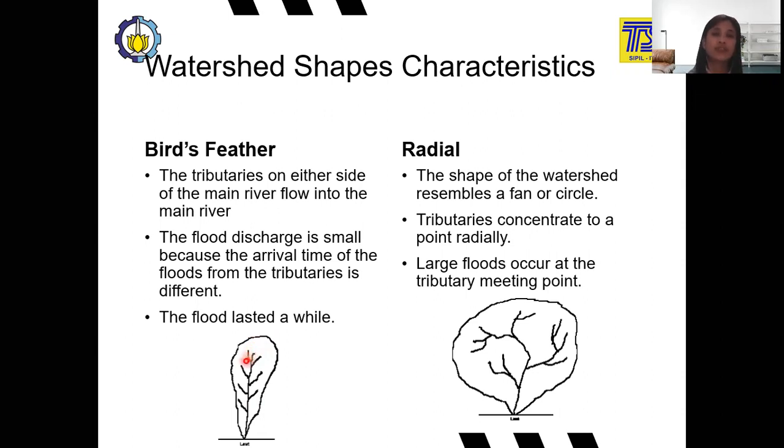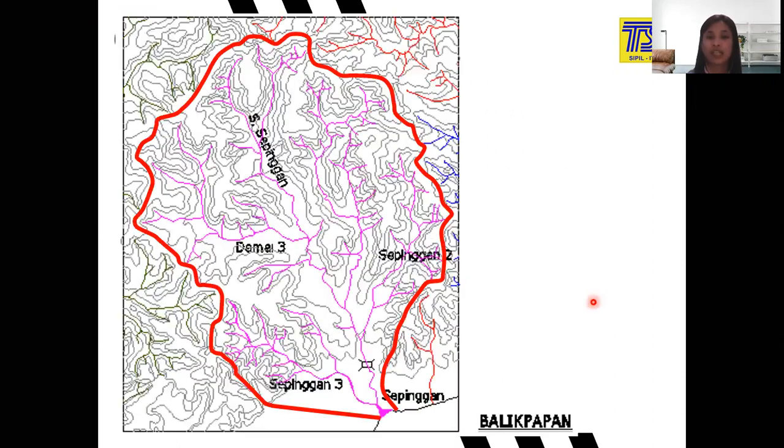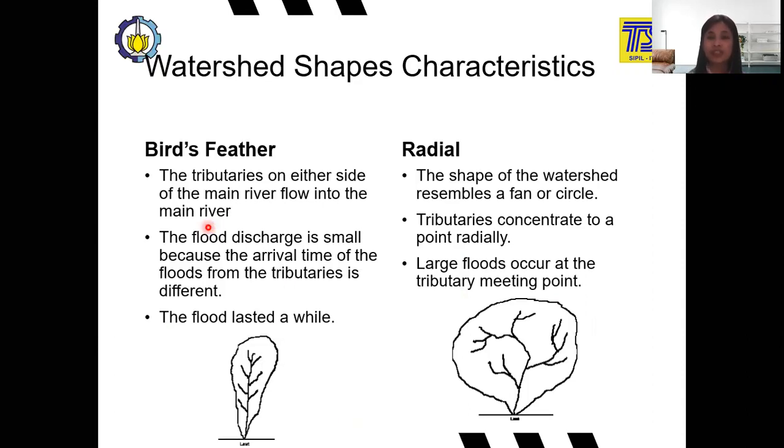It is a little bit different with the radial one. The watershed shape radial is the shape of the watershed that resembles a fan or circle. I think it's similar with our example here. Tributaries concentrate to a point radially. But in the bird's feather, it's rather long. But in this radial, it's rather radial or circling. Large floods occur at the tributary meeting point. For example, here in the meeting point, and here in the meeting point, here in the meeting point. This one is also at the meeting point.